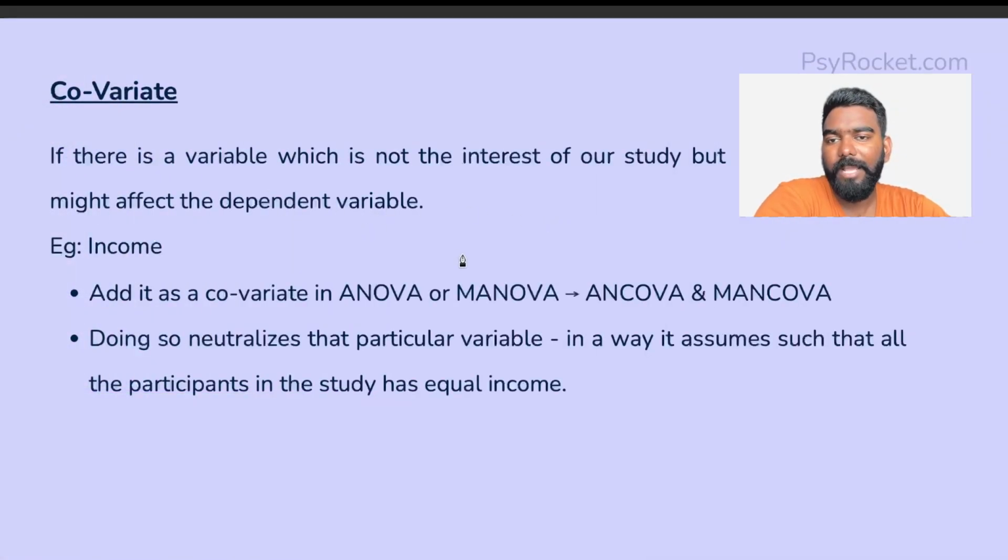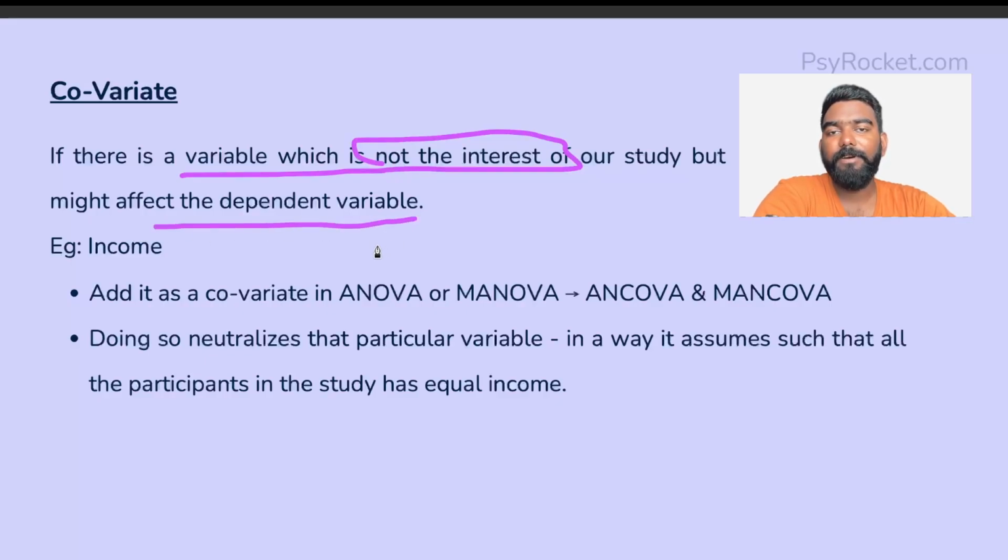Now within ANOVA and MANOVA, there is one variation which is called analysis of covariance. What is that? Suppose there is a variable which is not the interest of our study, but might affect the dependent variable. Suppose caste and gender are our main independent variables, and the effect of income is not the main interest of our study. But according to literature, income is also a confounding variable which can affect the self-efficacy of individuals. In that case, we will control for income.